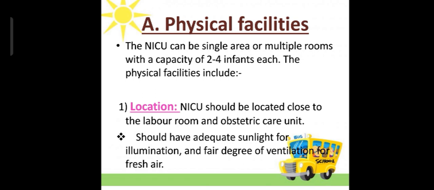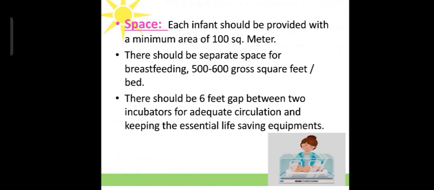Then the room should have adequate sunlight for proper lighting. Then the room should have proper ventilation for fresh air. Then if we are talking about the space, the minimum area should be 100 square meters. There should be a separate area for breastfeeding. That should be 500 to 600 gross square feet per bed.